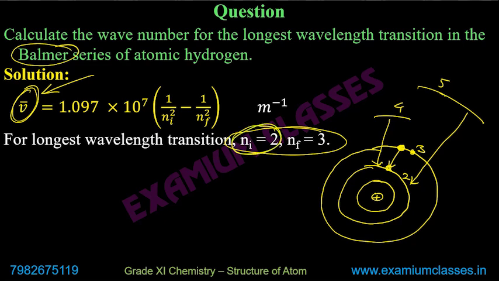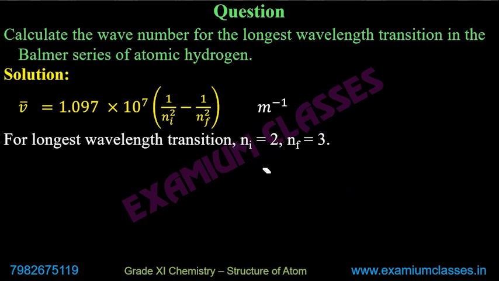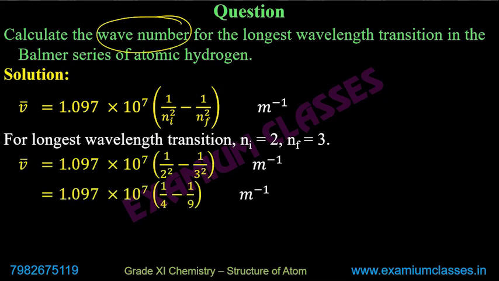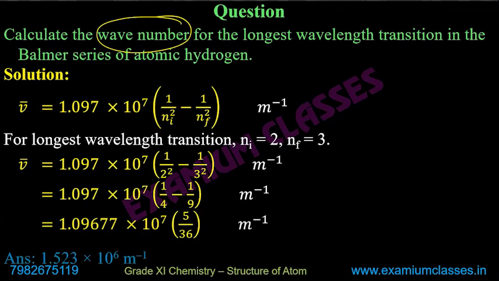Substitute these values and you will get the wave number. The longest wavelength transition is the shortest transition. It will be 1.523 into 10 power 6 per meter. Remember, I have used 1.097 into 10 to the power 7. You can use 1.09677, but avoid it. You can approximate; the third decimal place can be approximated.